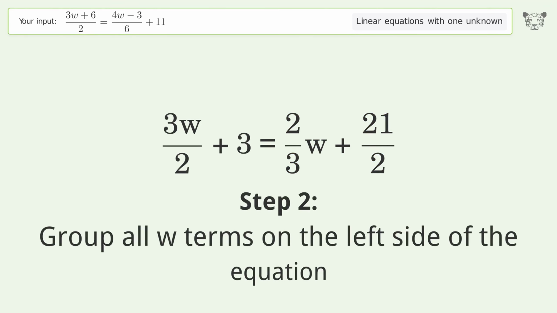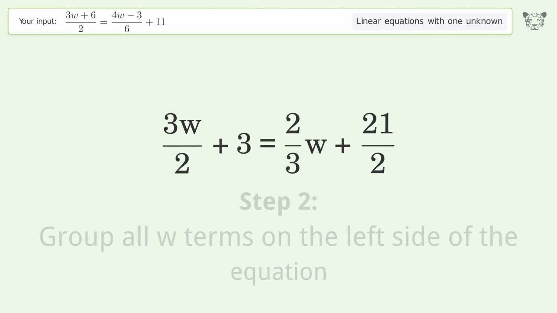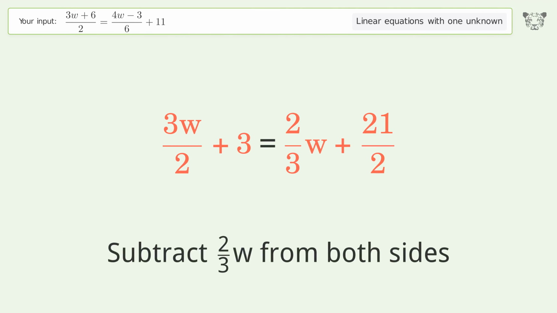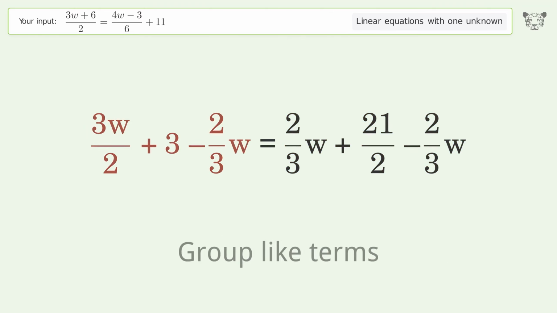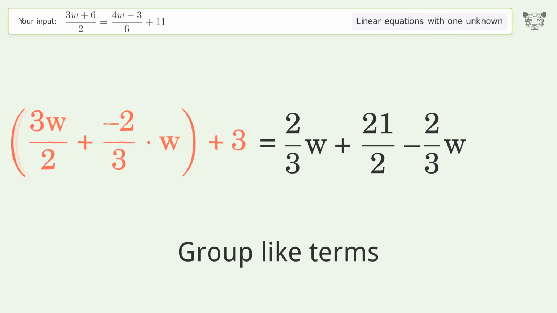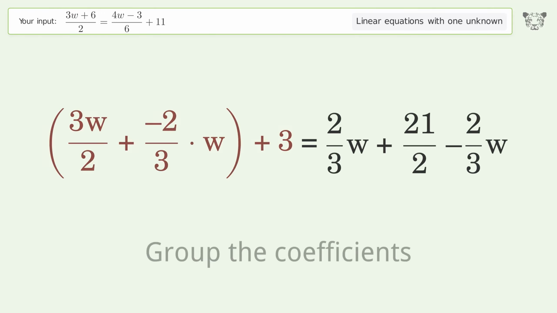Group all w terms on the left side of the equation. Subtract 2 over 3w from both sides. Group like terms. Group the coefficients.